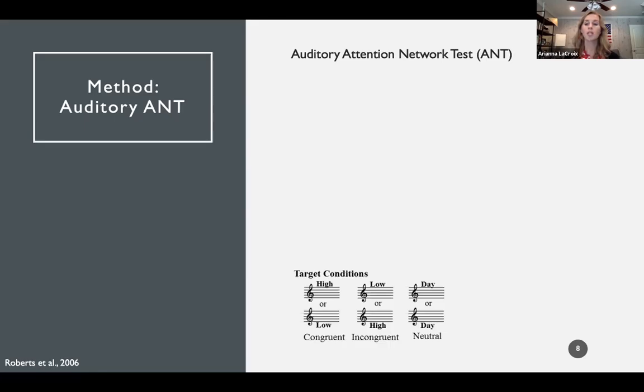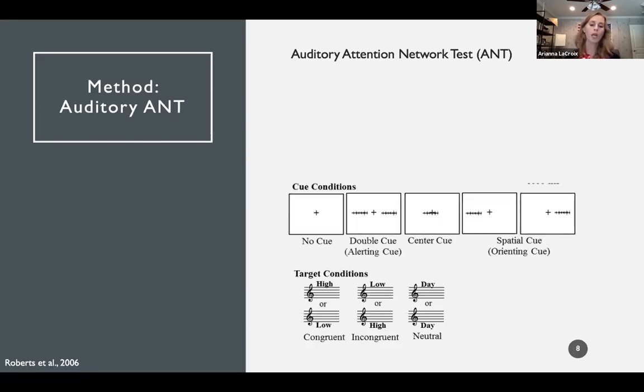And they are told that they need to focus on the pitch of the voice while ignoring the semantic content of the word. So for example, if the word high is spoken in a low-pitched voice, the correct response would be low. Now, before each target condition, they see or they hear one of four cues.